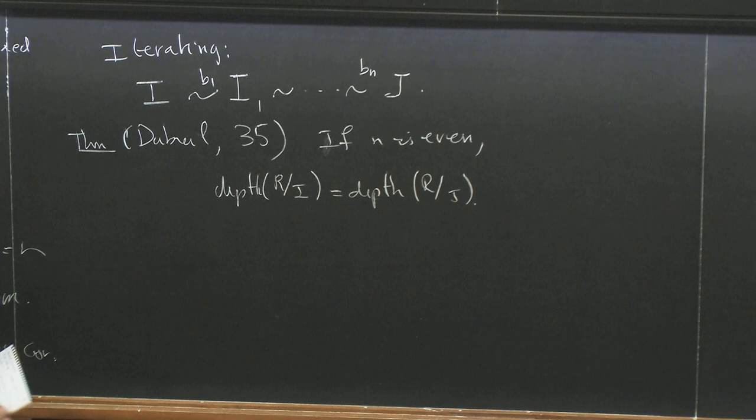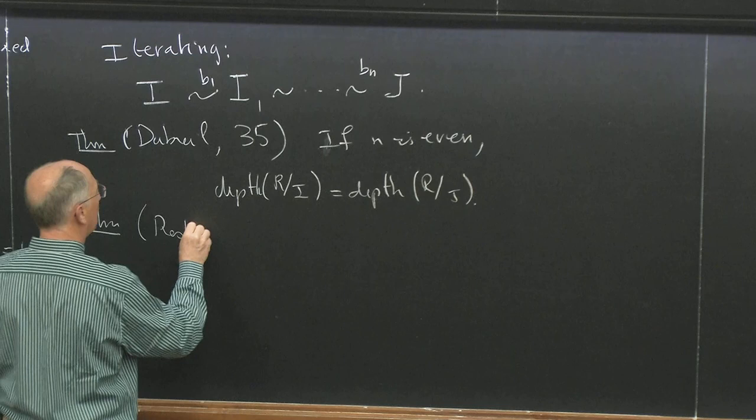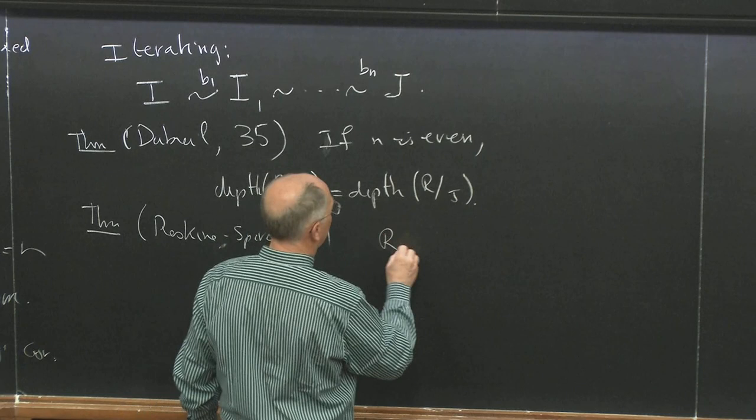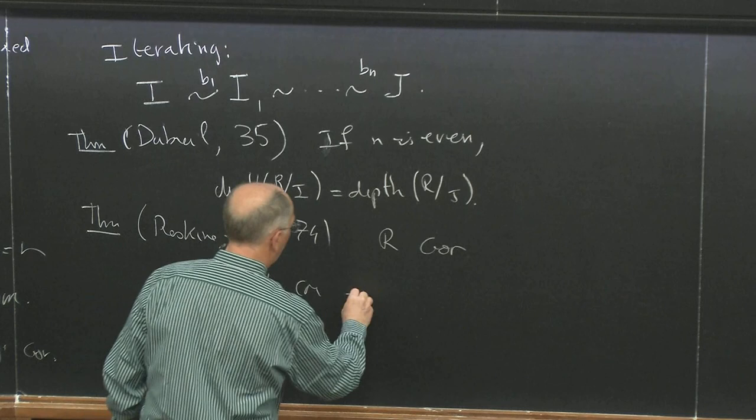And now, if further R is Gorenstein, this is Peskine and Szpiro, quite later, published in '74, which tells you that if R is Gorenstein, then R/I is Cohen-Macaulay if and only if R/J is Cohen-Macaulay.